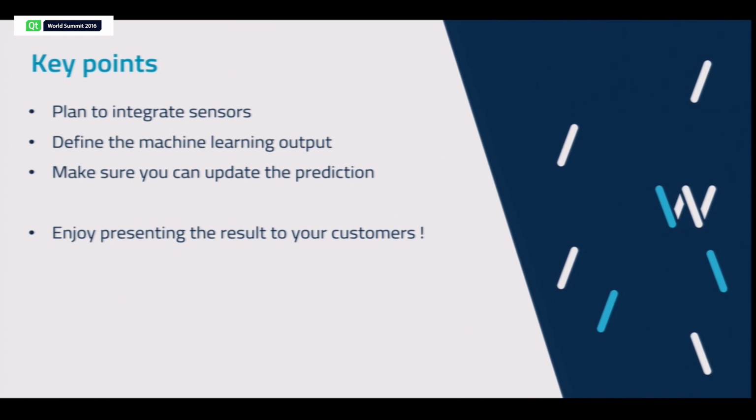That's it. Plan to integrate your sensor, define what should be your machine learning output, so a probability or remaining useful machine life. Make sure you can update the prediction because it's mandatory, and store your data, and then enjoy presenting the result. And yeah, put a sensor on that fuel tank because it's really better with a sensor.